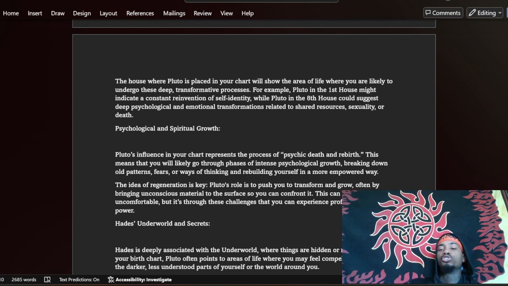Pluto's role is to push you to transform and grow, often by bringing unconscious material to the surface so you can confront it. Basically, you going within like, fuck these thoughts, this pain, this hate, or this destructive energy that's tearing me apart inside. Sometimes you need to. That's why you might need to go to a therapist too.